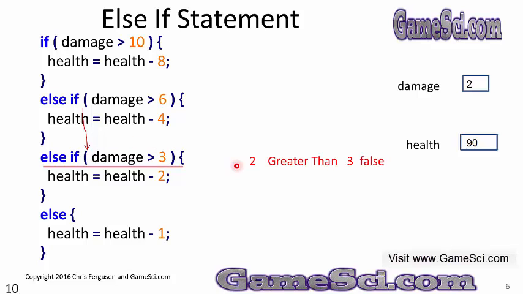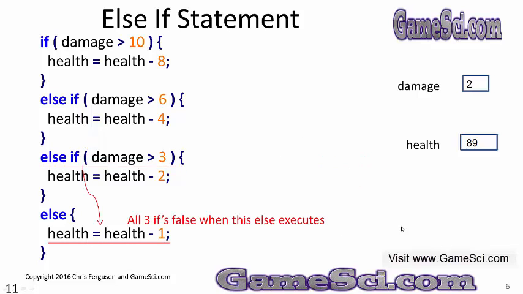Damage greater than 3, 2 greater than 3 is still a false statement. As a false statement, I will jump to the else. I jump to the else that is attached to this if. See that if? The closest else is that one. I'm jumping to its else, and I will jump to this else and execute a health equals health minus 1. You can see my 90 changed to 89.